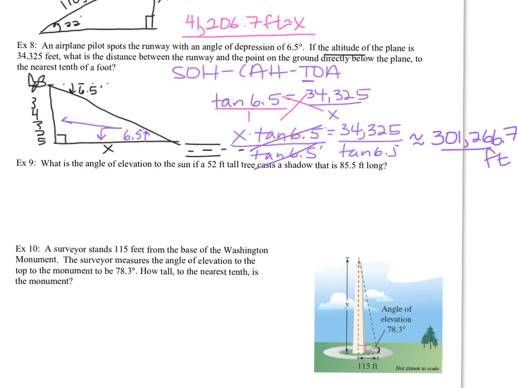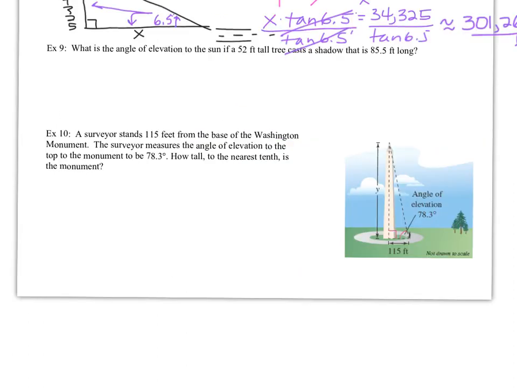All right, let's move on. We have two more. What is the angle of elevation of the sun if a 52-foot tall tree casts a shadow that's 85.5 feet long? All right, so we're looking for the angle of elevation. We have to be thinking SOHCAHTOA inverse. We have a tree that's casting a shadow. So here's the height of the tree. The shadow would be down here. Hopefully we'll conclude the tree is perpendicular to the ground.